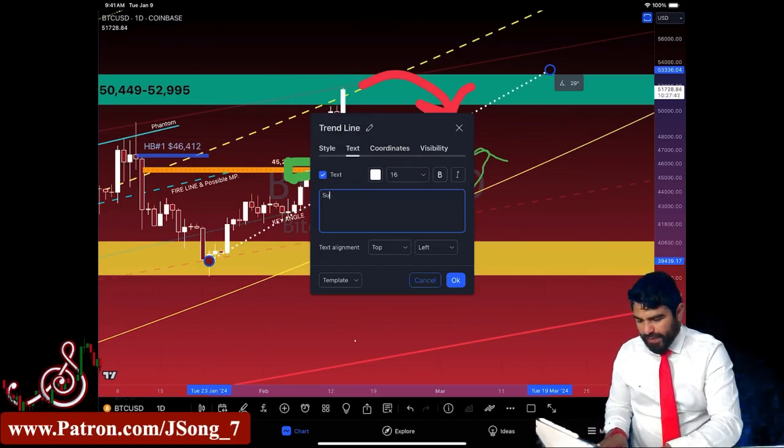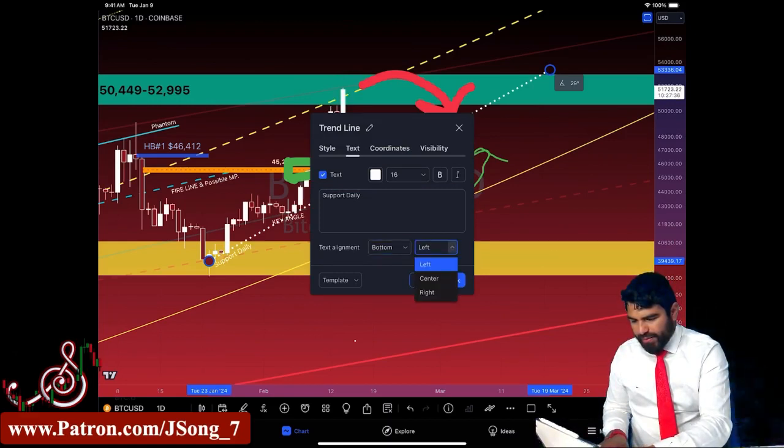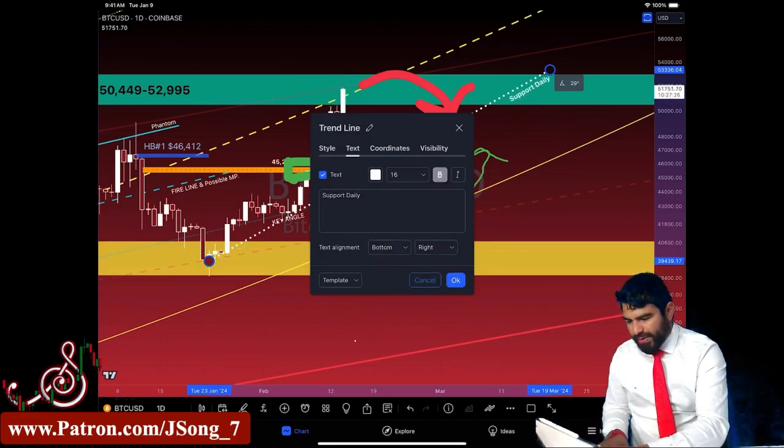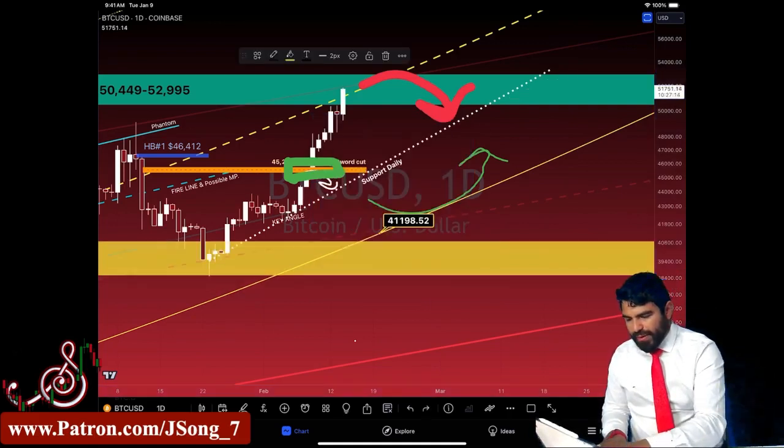Support. We're going to put it on the bottom. We're going to put it on the right side. Let's make this bold. Let's just put this in the middle. And let's get that price.